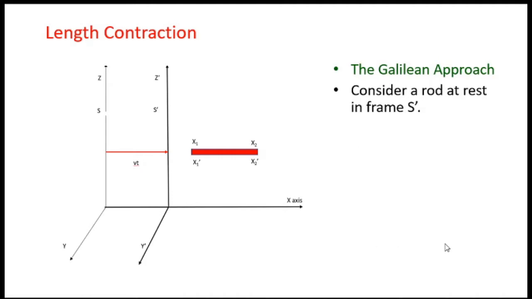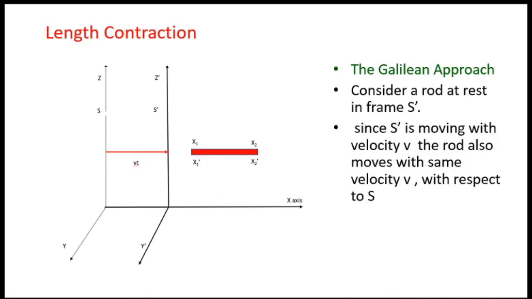Now consider a rod which is placed at rest in the frame of reference S dash. And remember that the frame S dash is moving with a velocity v along the x-axis. Therefore, the rod which is at rest in the frame S dash is also moving with the same velocity v with respect to the frame S which was at rest.